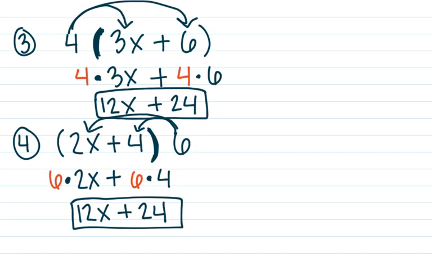So that is the distributive property. It is about multiplying the number on the outside of the parentheses times the numbers on the inside of the parentheses. And each number gets multiplied by that outside number. So that is the distributive property.